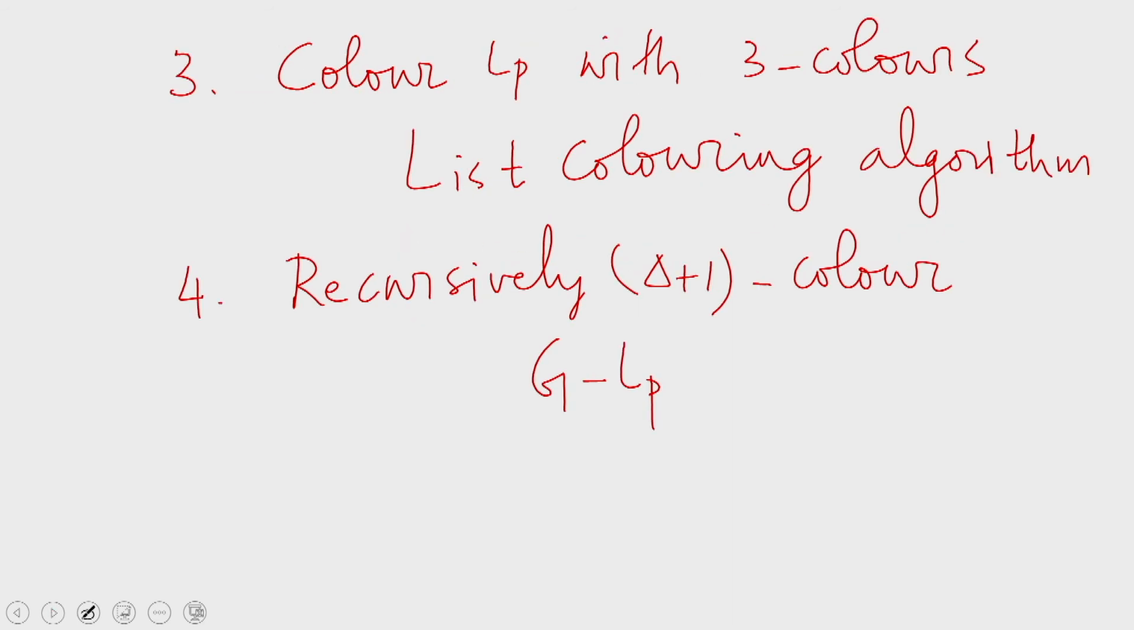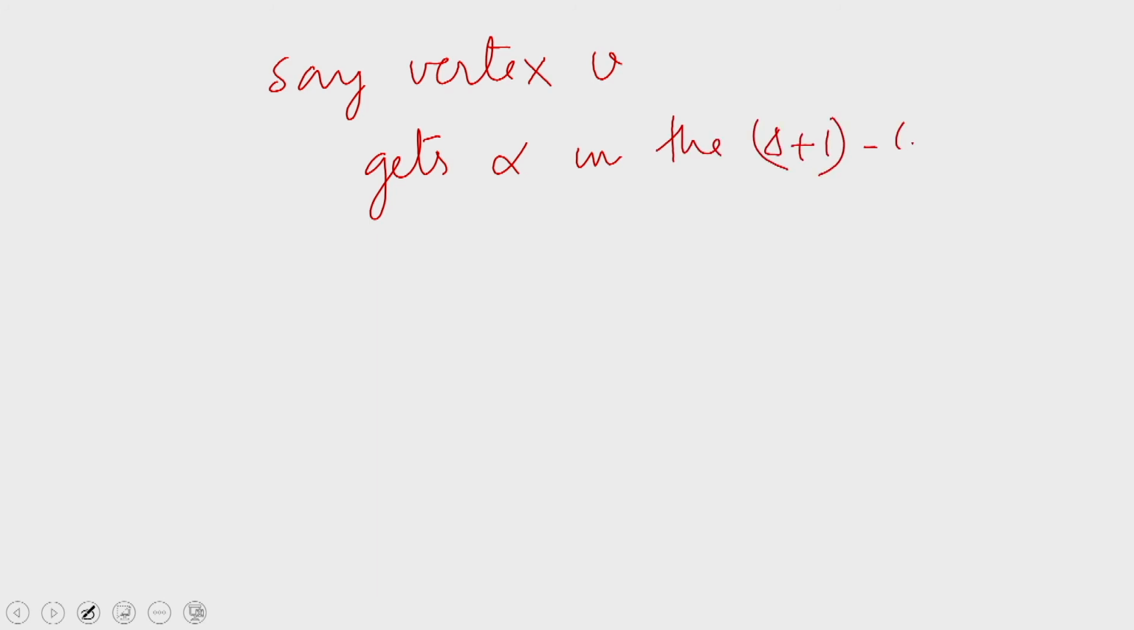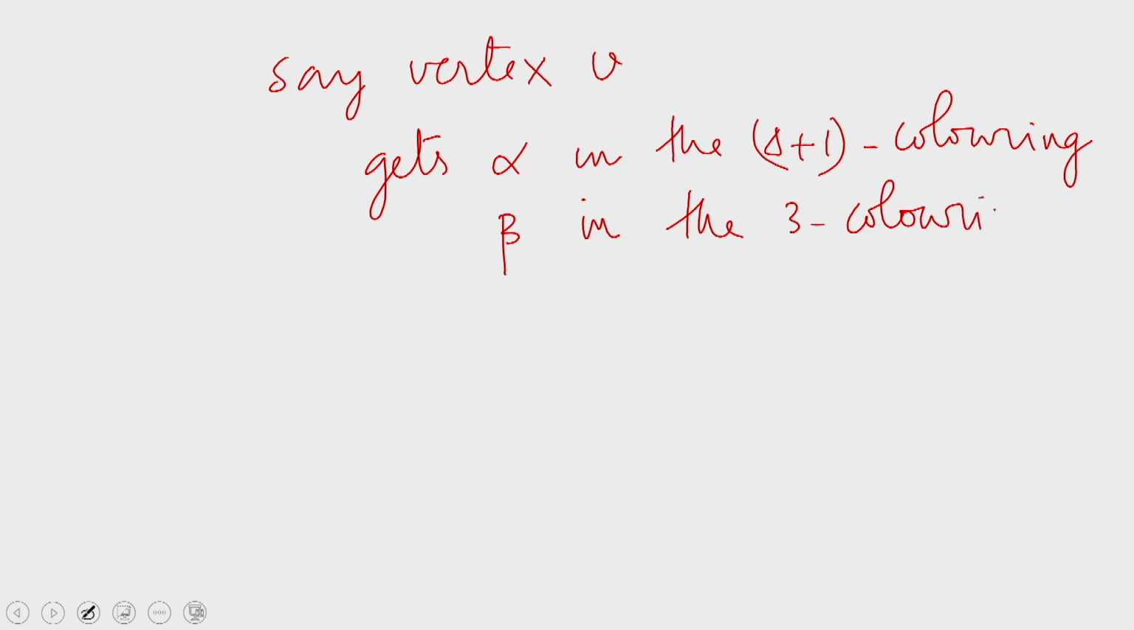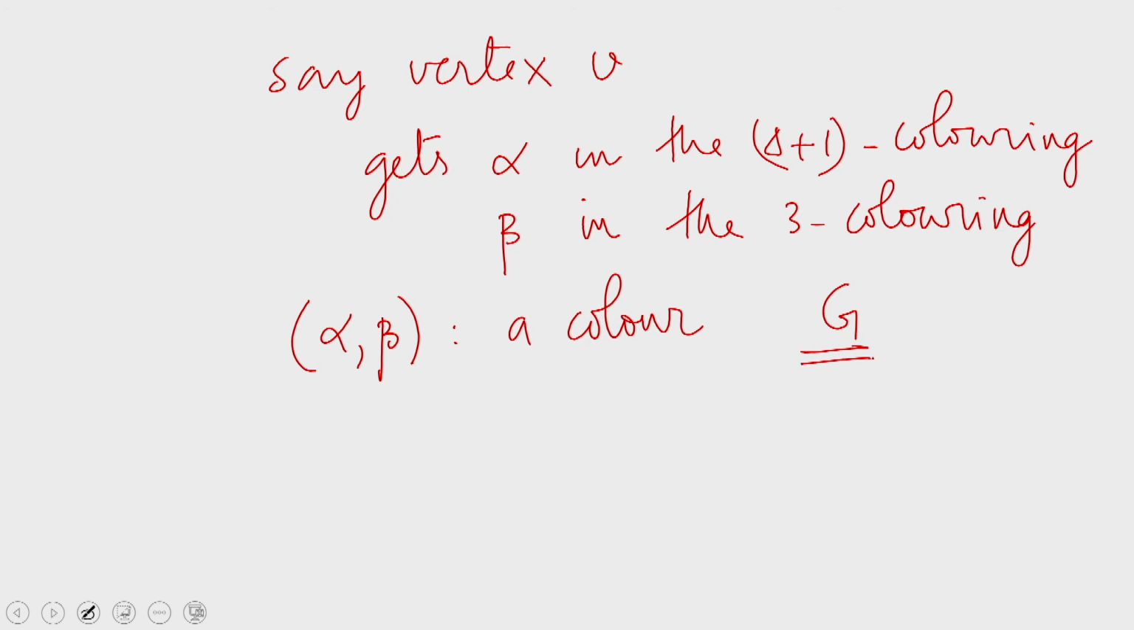So, we can take an ordered pair of these colors. Let us say vertex V gets color alpha in the delta plus 1 coloring of G minus LP and gets beta in the 3 coloring of LP. Let me take the ordered pair alpha beta and call this a color. Now, this becomes a color for G. This is a valid color for G.